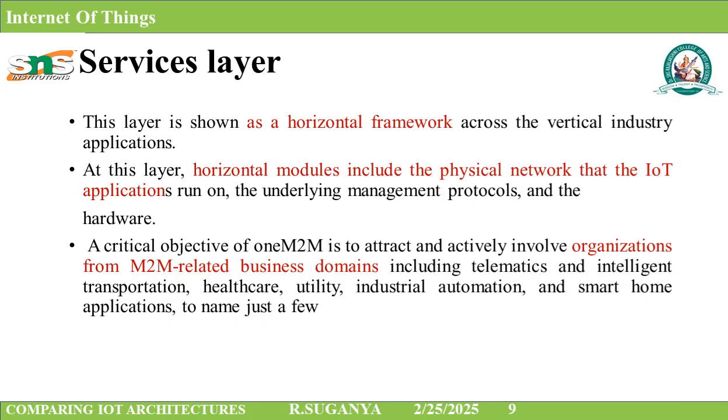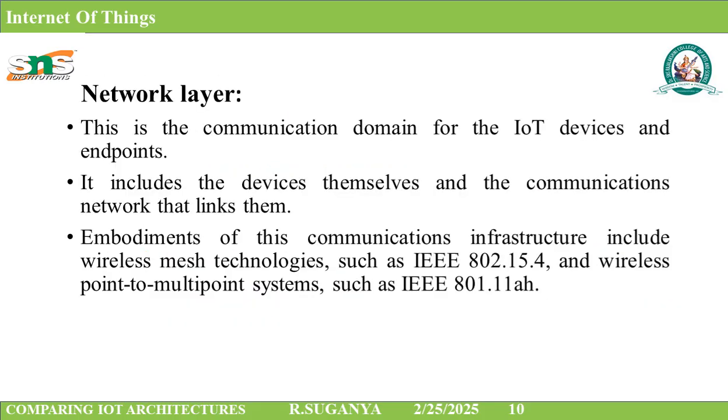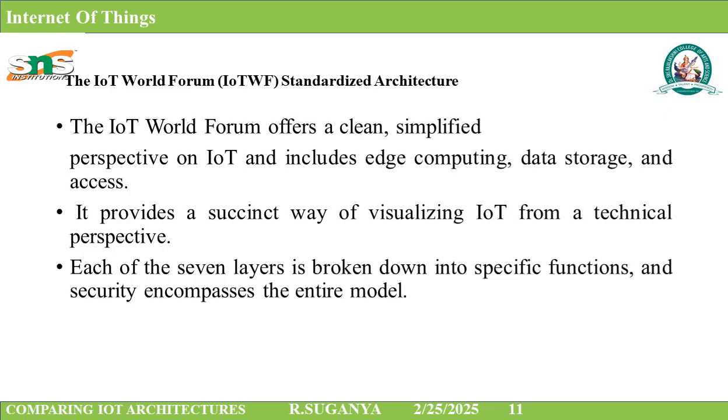A critical objective of oneM2M is to attract and actively involve organizations from M2M-related business domains, including telematics and intelligent transportation, healthcare, utilities, industrial automation, and smart home applications. Network layer. This is the communication domain for IoT devices and endpoints. It includes the devices themselves and the communication network that links them. Embodiments of this communication infrastructure include wireless mesh technologies such as IEEE 802.15.4 and wireless point-to-multipoint systems such as IEEE 802.11ah.